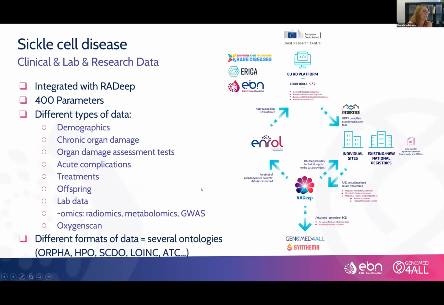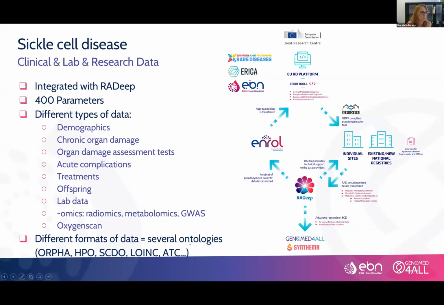So how are we working for GenoMed4All? We started from our RADIeP CRF for epidemiology, and we expanded this set of data that we are gathering in the European registry to also incorporate different variables that were linked to our clinical outcomes, in order to develop the AI algorithms for risk scores. So we have expanded from 200 parameters to more or less 400 parameters. We have different types of data on demographics, chronic organ damage, assessment of organ damage, all the acute complications, treatments, laboratory data, and then we also need to incorporate the research data, because we gather through this all the clinical data standardized, but we also need to standardize all the research data.